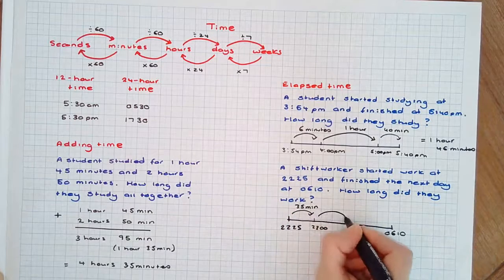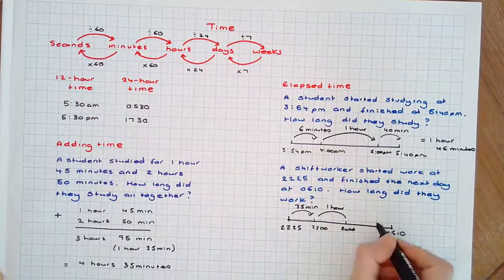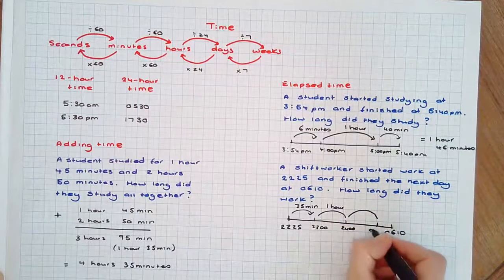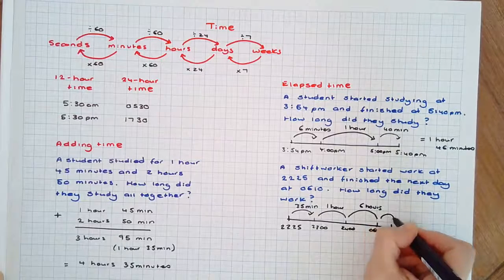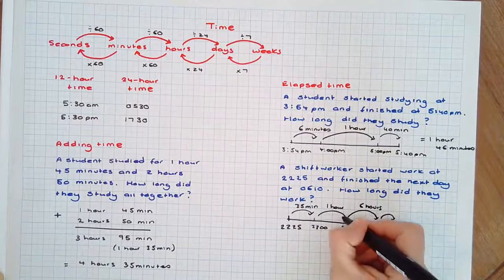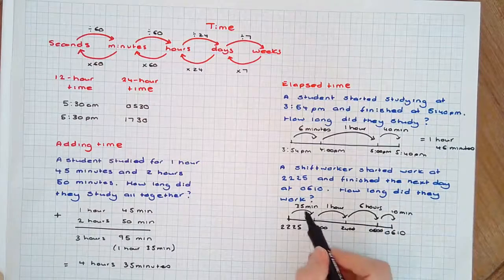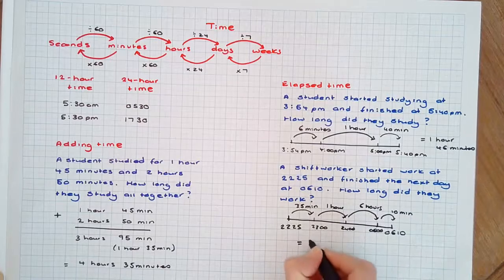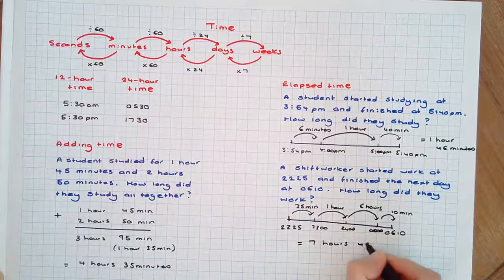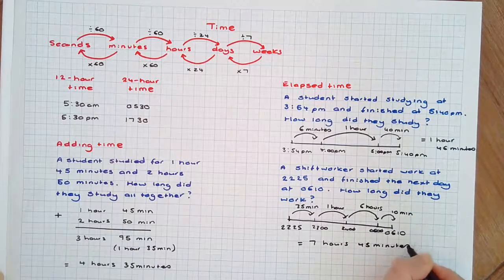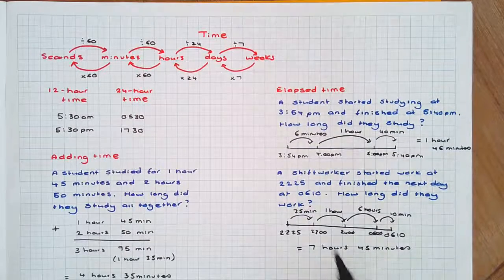Building up to midnight, 2400, we have 1 hour. Then going to 0600 will be 6 hours. And then we have the 10 minutes to take us to 06:10. In total, we have 1 hour plus 6 hours, 7 hours, 35 minutes plus 10 minutes, which is 45 minutes. So using an interval or number line that's not to scale can be really handy. It doesn't even need to be straight.